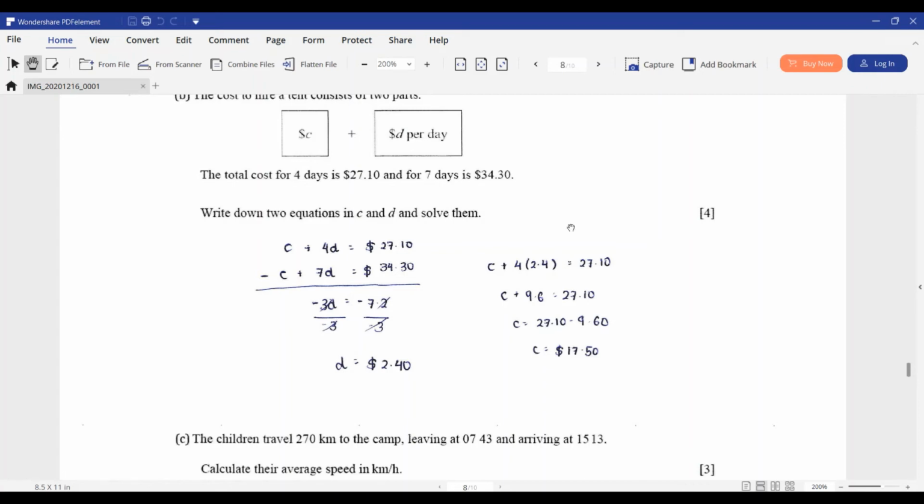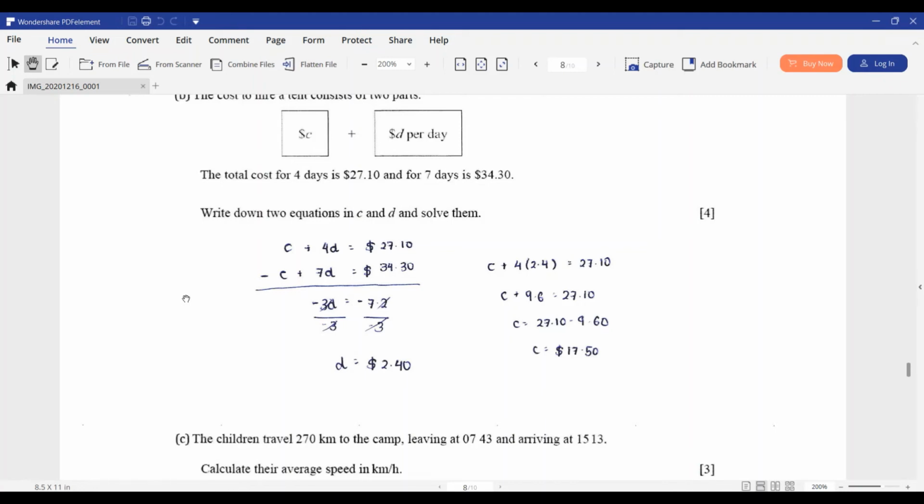So now what would we do to find C? We just take one of the equations we created here. We're going to take C plus 4D because it's the simplest and less complicated one. So C plus 4D is equal to 27.10. Now wherever we see D in this equation, we're going to substitute the value of D there. So we see D multiplied by 4. So C plus 4 times 2.4 is equal to 27.1. So 4 times 2.4 is 9.6. So C plus 9.6 is 27.1.